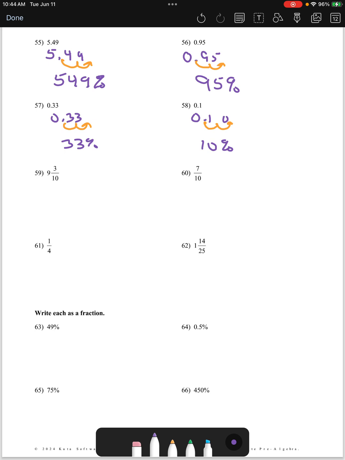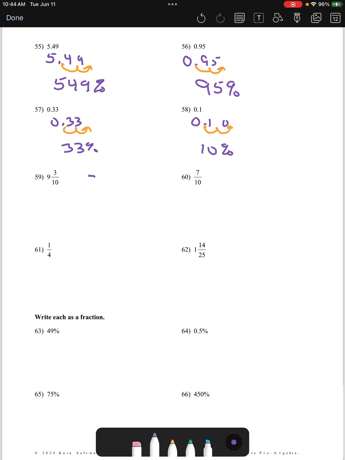Finally, we have to deal with fractions going to percentages and percentages to fractions. Now, unfortunately, there is no quick conversion like there was for decimals to percentages, but both fractions and percentages will play nice with decimals as a middle ground. So that's what we're going to do.